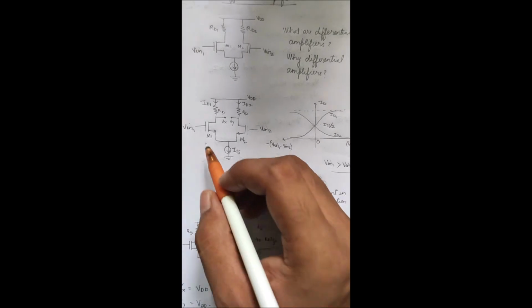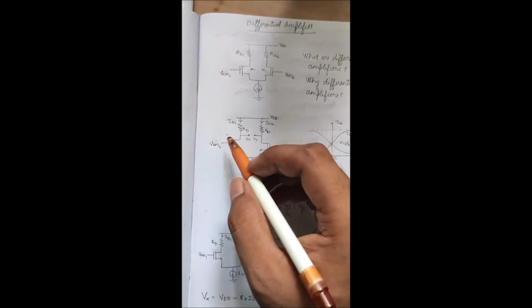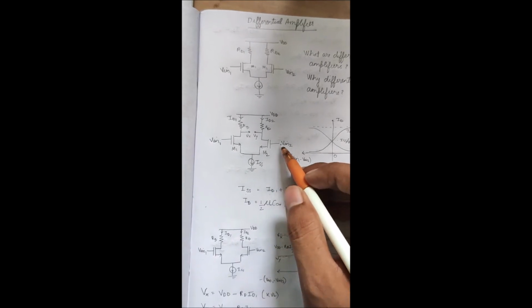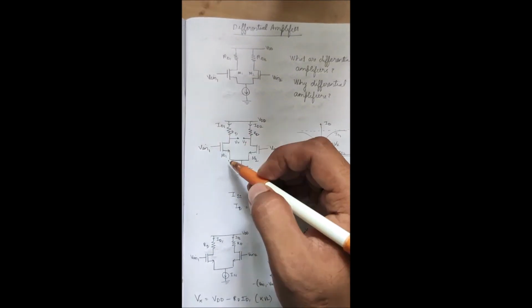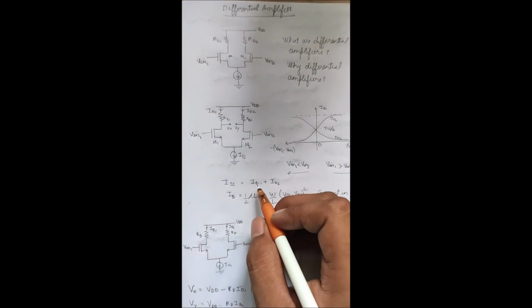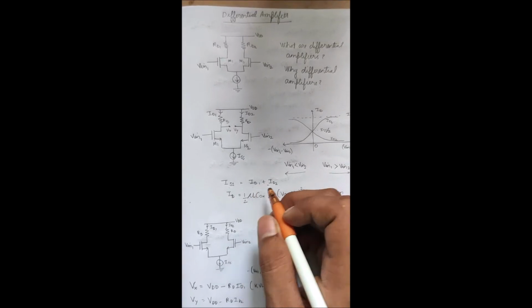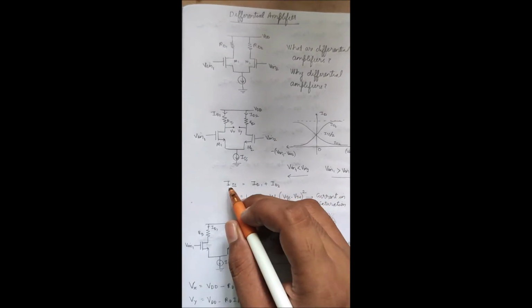And if VN1 is equal to VN2, what does that mean? If VN1 and VN2 are the same, that means both have the same gate source voltage, right? In that case, ID1 should be equal to ID2. So this is what happens here. If ID1 is equal to ID2, what will happen? ID1 will be equal to ISS by 2 and ID2 will also be equal to ISS by 2. That is what happens. That is this point.